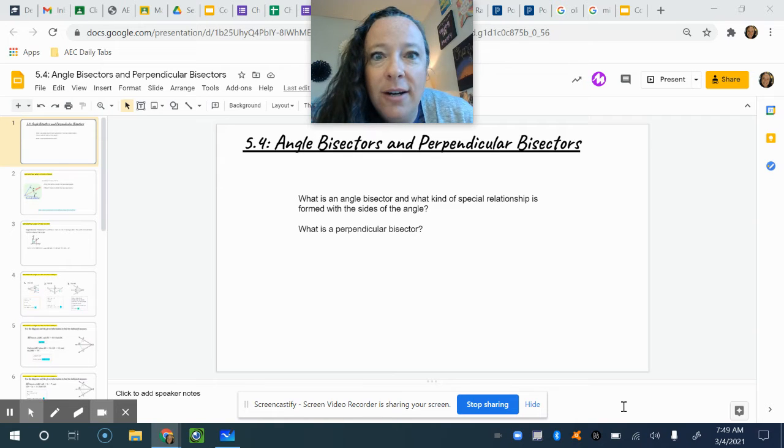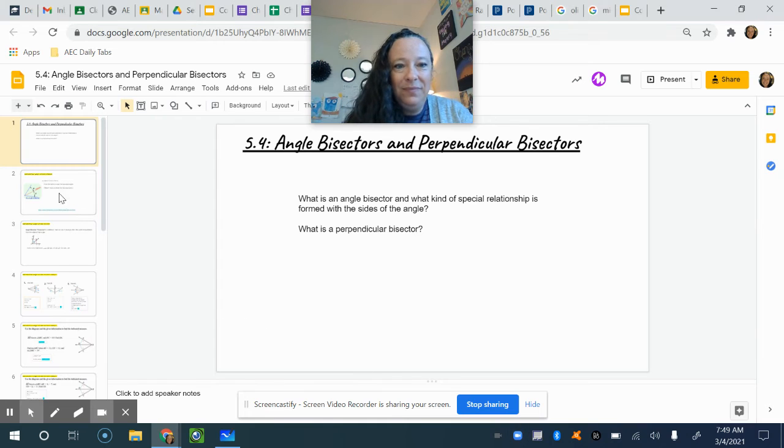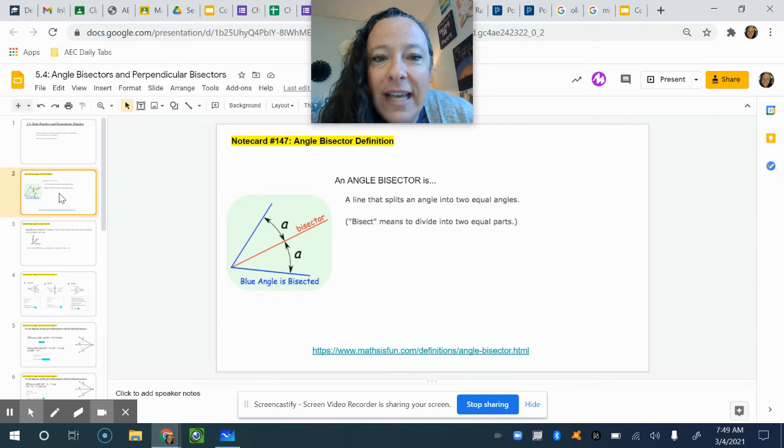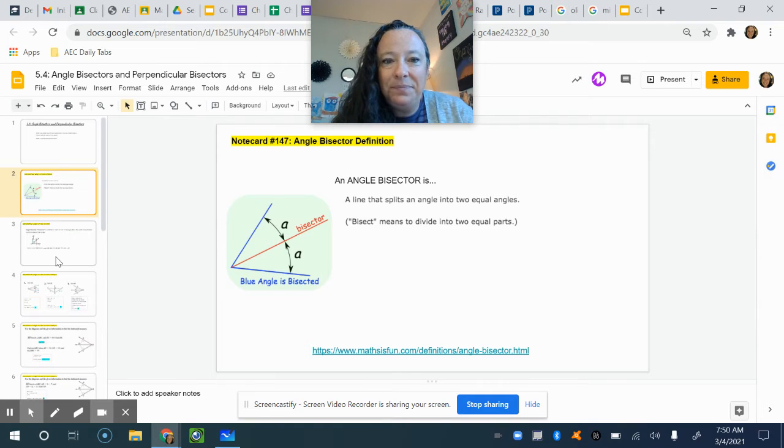And there, of course, are special relationships that go along with these. So here we go. Note card 147, the definition of an angle bisector. An angle bisector is a line that splits an angle into two equal angles. Looking at this picture, the red line labeled bisector is the bisector. It cuts the blue angle in half, and notice there are little black A's written. That just means that those angles have the same angle measure. They bisect. If you need more help with that, there is a link at the bottom of slide 2 if you'd like to go to it.